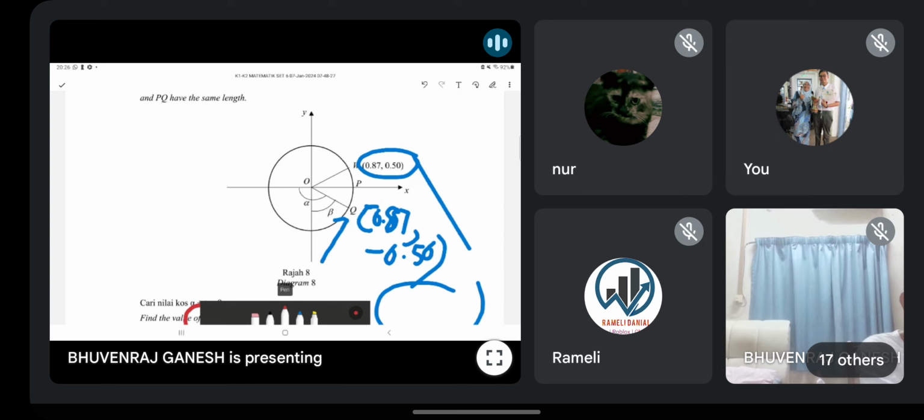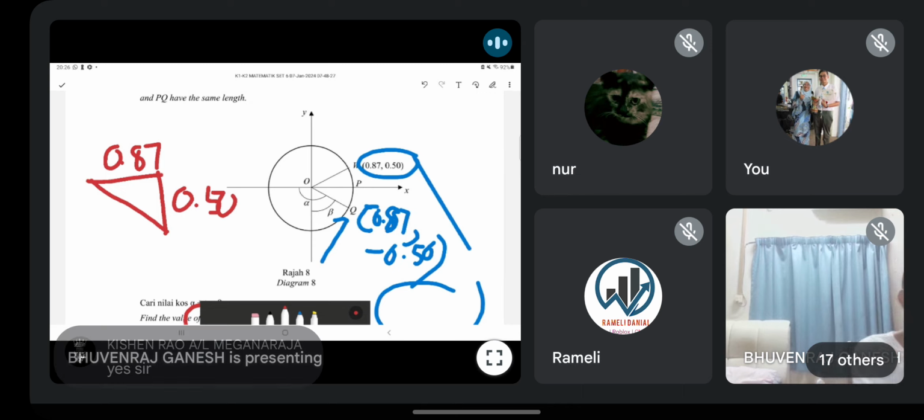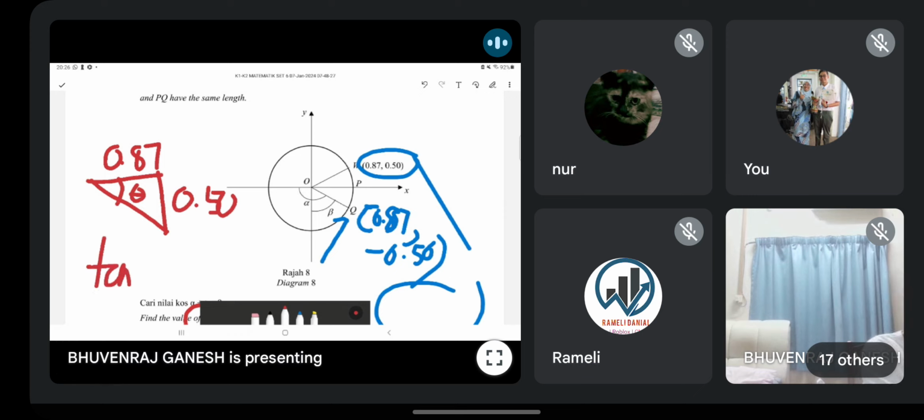Basically, first you focus on the OPQ triangle. This one is 0.87. This one is 0.50. Am I right? Can you understand this first? This one you must know. Okay, then you must find this angle. Let's say I label it theta. So tangent theta is 0.50 divided by 0.87. Can you understand this?